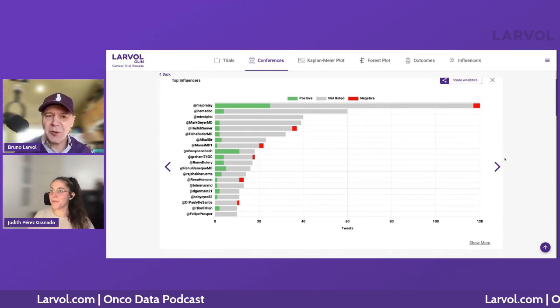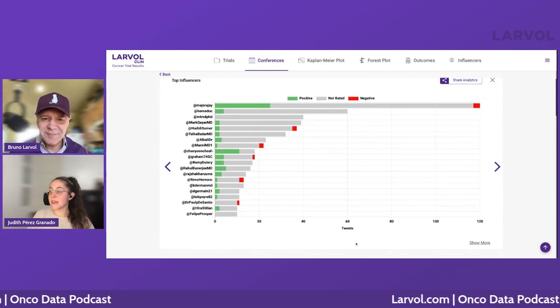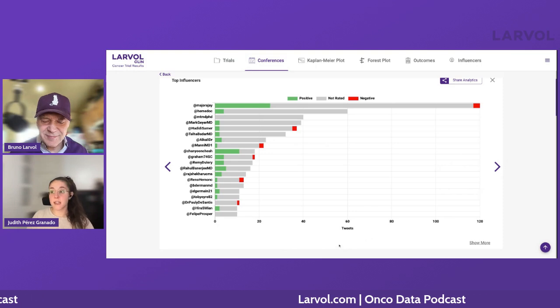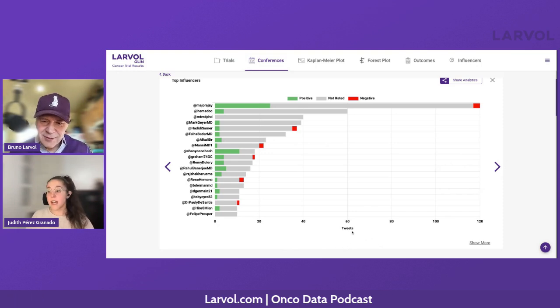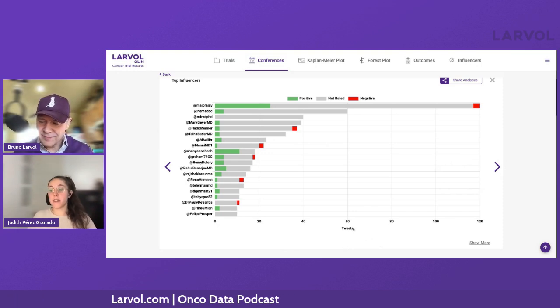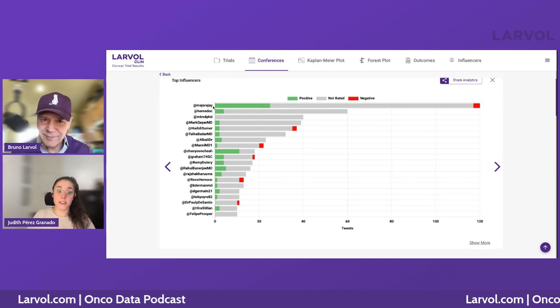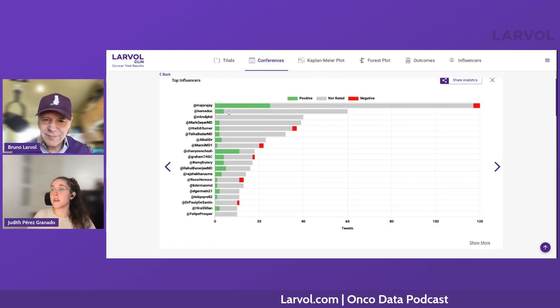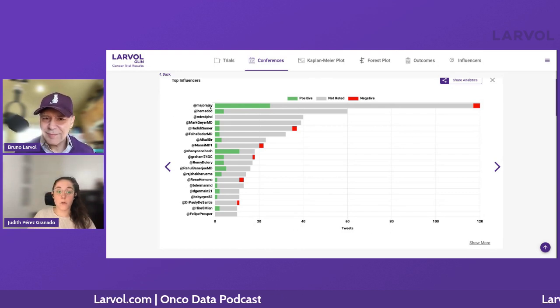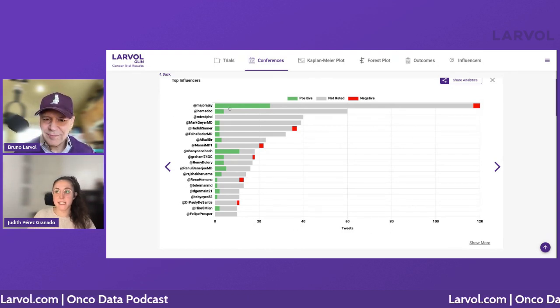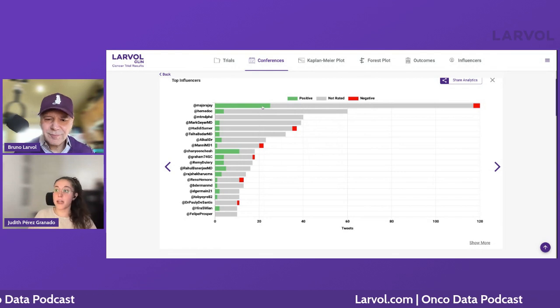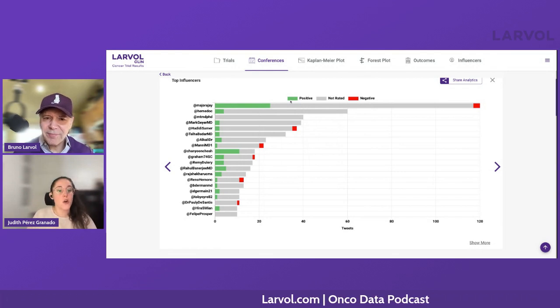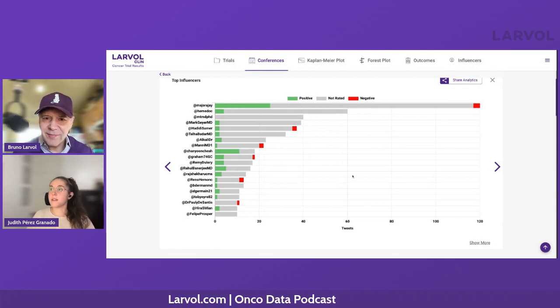So what is our methodology here? What does it mean? Here, we are tracking the key opinion leaders and seeing what they are talking about regarding ASH, which trials, which abstracts they are commenting on. And we have in here the number of tweets. And again, we have the sentiment analysis, so whether the comment on that abstract was positive, negative, or more neutral.